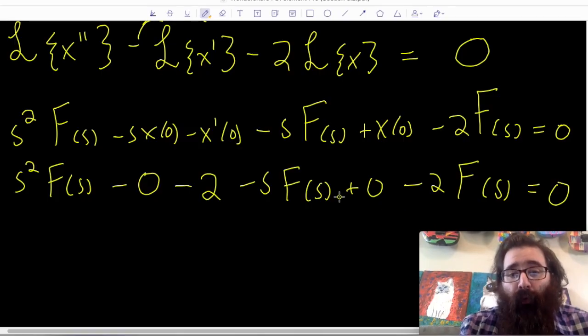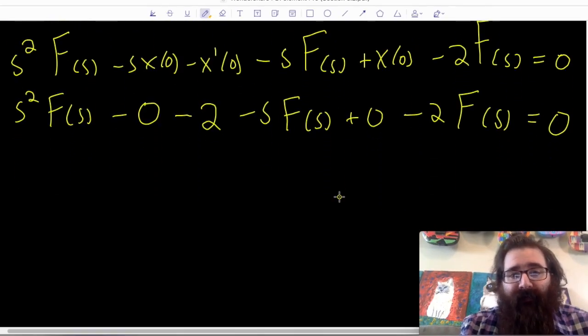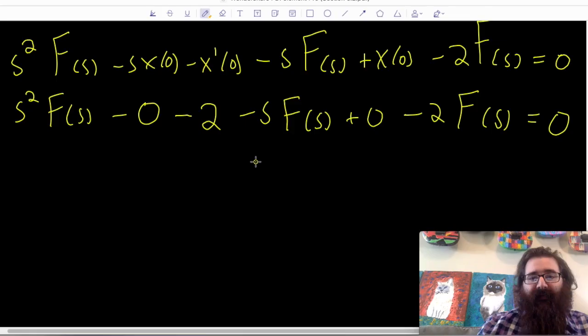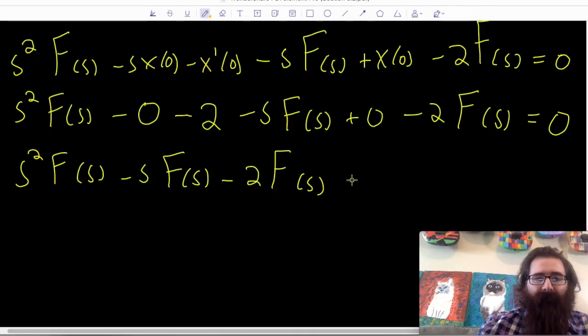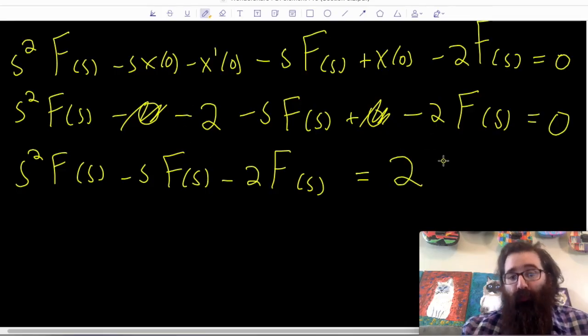Same idea from before where I want to solve for big F at s. So any term that has big F at s in it, I'm going to leave it on the left. So that's s squared big F at s minus s times big F at s minus 2 times big F at s. And then equals, I want to move anything else over to the other side. 0 I don't have to worry about. 0 I don't have to worry about. I wrote this down, I wrote this down, I wrote this down. So it's just this minus 2. I want to add it over. So I get equals 2.